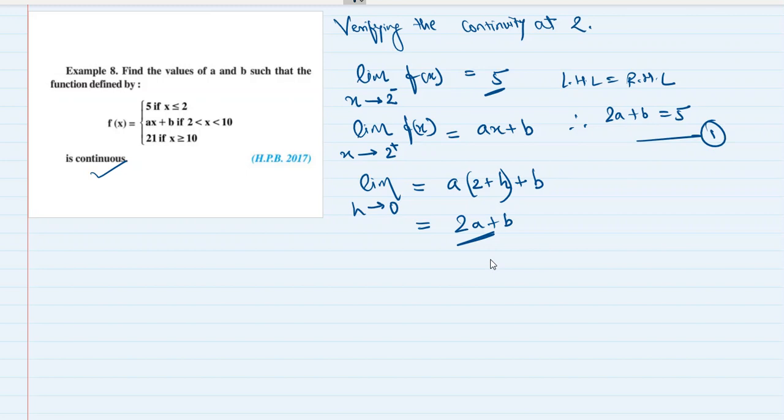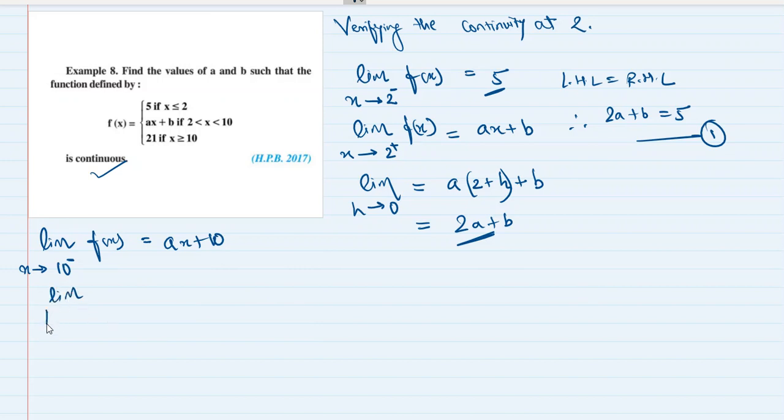Now let's check the continuity at the second point. The second point is 10, of course. So limit x tends to 10 minus of f of x, we are approaching 10 from the left hand side, from the numbers which are smaller than 10. It will give you ax plus b, because any number between 2 and 10 will give the value of this function as ax plus b. Now let's use the h method.